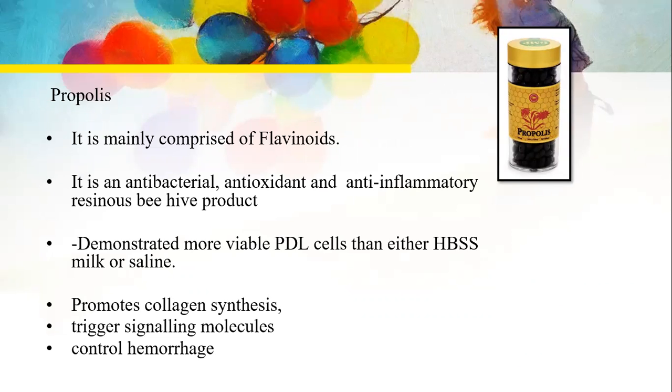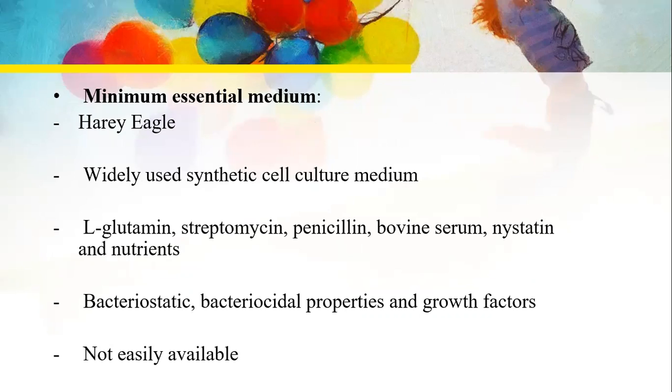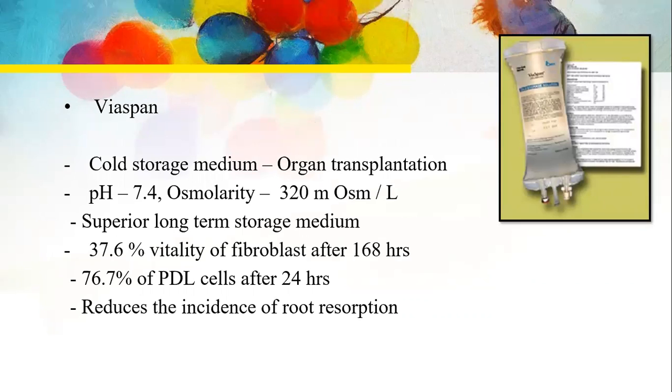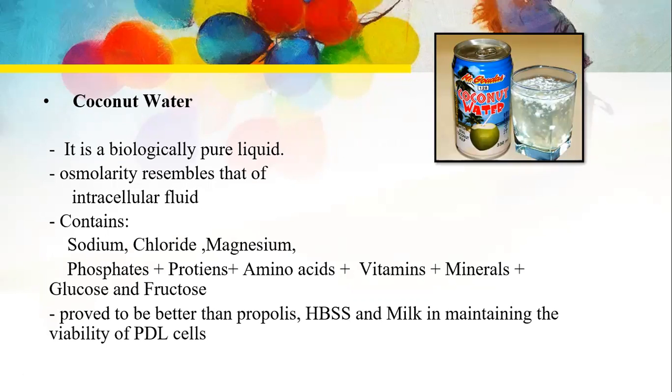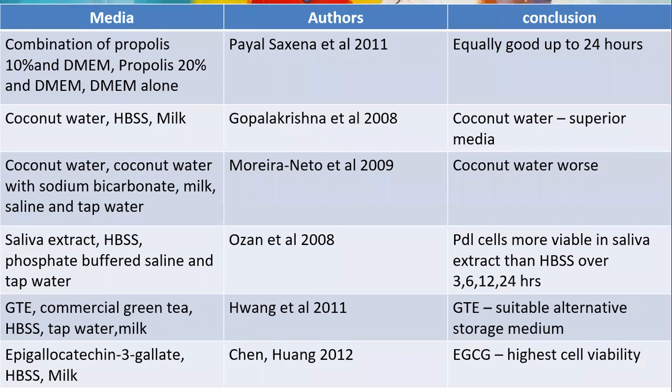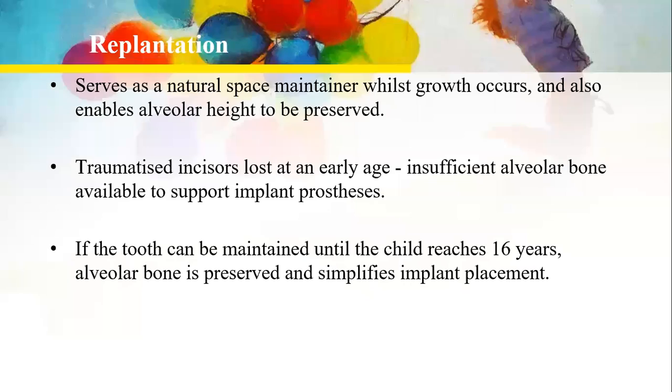Then there have been many studies testing the viability of epithelial cells. They have done tests on propolis, the minimal essential medium, and Viaspan, the organ transplantation medium. Then there are Eurocollins and egg white; it is proved that egg white is the best medium for transplantation. Coconut water is also a good storage medium. There were so many other studies on saliva extract and green tea, where commercial green tea was also taken.